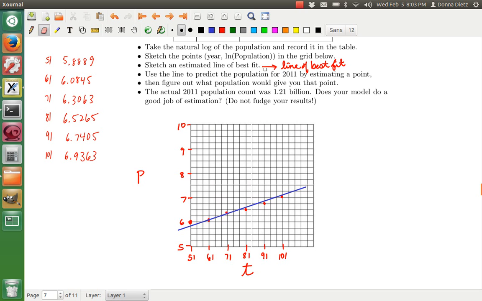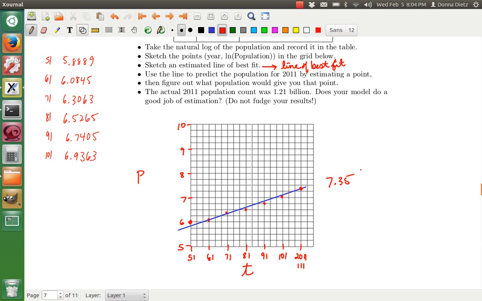Use the line to predict the population for 2011 by estimating a point, then figure out what the population would give you at that point. Okay, so I'm going to figure out, where is 2011? It is right about here. 2011, in other words, 111. Okay, so I'm going to just go up here and say it's about like that. This would be 7.25, maybe more than 2.5, but less than 5, maybe 7.35.